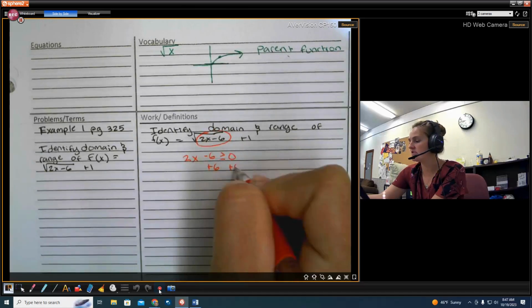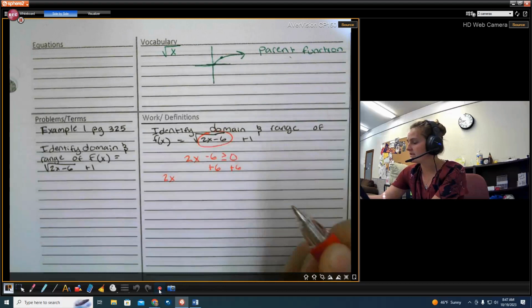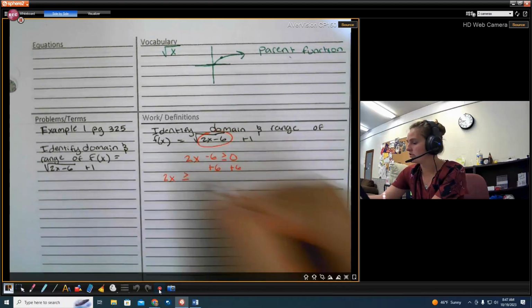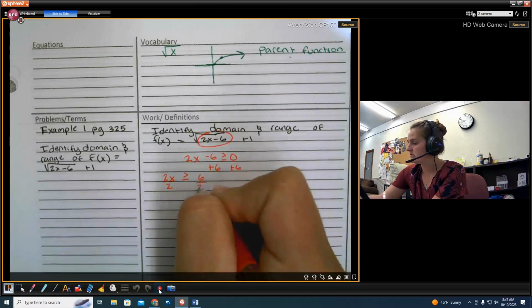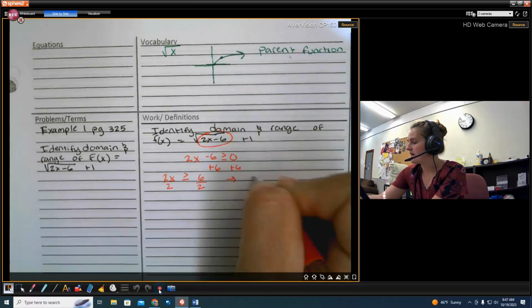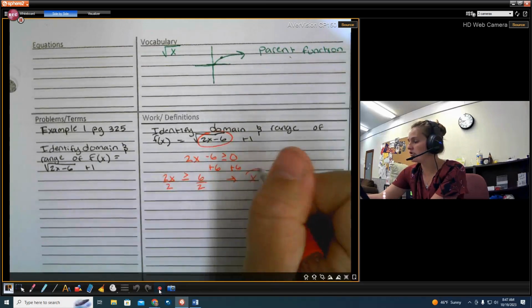So the first thing we're going to do is solve for x by adding 6 over. So then we should have 2x is greater than or equal to 6. Then we divide by 2. And we go over here. X is greater than or equal to 3. So this would be our new domain.